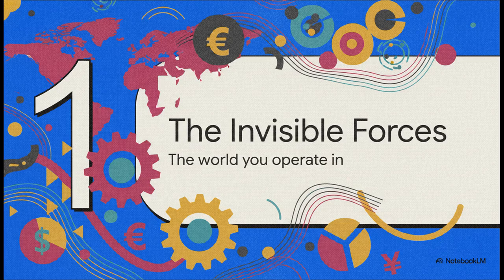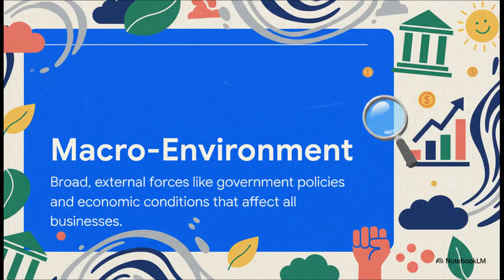All right, let's start with the big picture. Before you can analyze anything, you have to get your head around the huge, complex world your business is actually a part of. So strategists call this the macro environment. The best way to think about it is like the weather system for business. It's these massive forces, government policies, big economic shifts, new social trends. You can't change the weather, right? But you can definitely check the forecast and prepare for it.